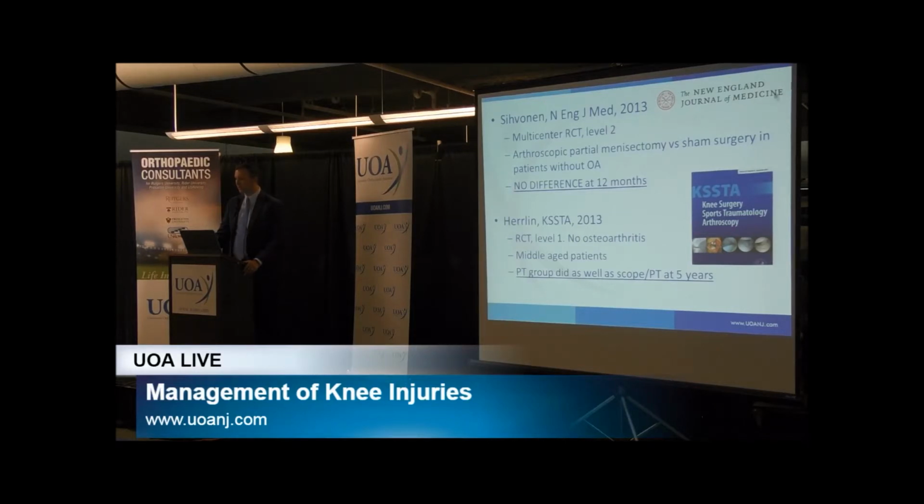So the first I'll highlight was the study in 2013, again, New England Journal of Medicine. These are broad readership journals. These are high-level studies. This looked at arthroscopic partial meniscectomy versus just basically making incisions and doing nothing. And they found no difference for patients at 12 months. Another study, level 1 study, no arthritis, middle-aged patients. Therapy does the same as arthroscopy at around 5 years.